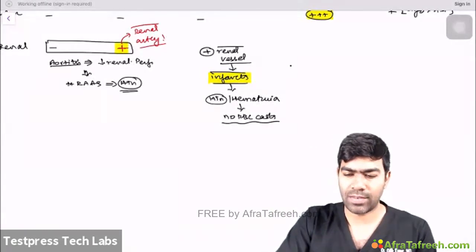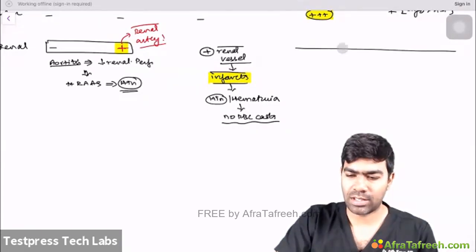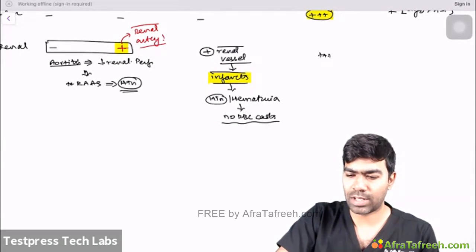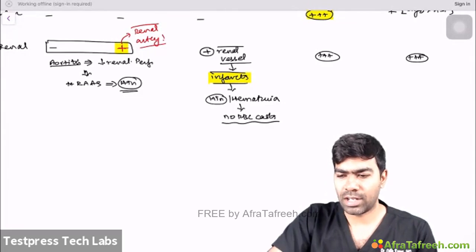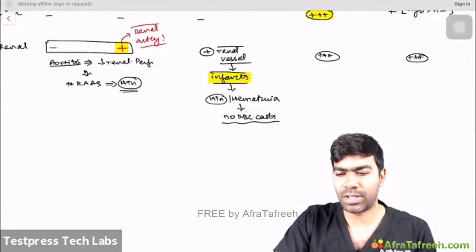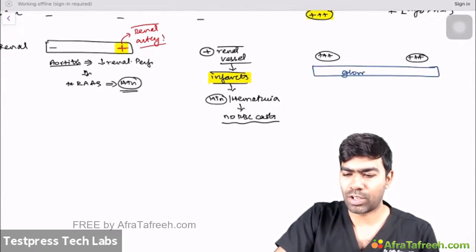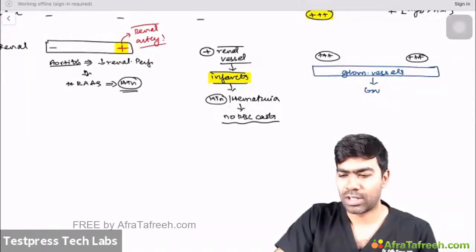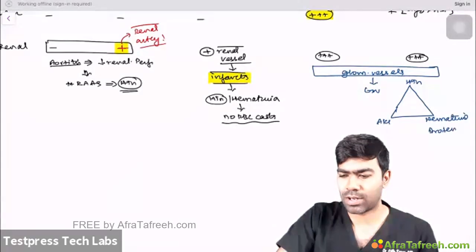As far as ANCA-related vasculitis and immune complex vasculitis are concerned, they affect the kidney. Kidney involvement is extremely common in both. Because they are small vessel vasculitis, they involve the glomerular vessels, and they produce glomerulonephritis. What is the characteristic picture of glomerulonephritis? They will have hypertension, acute kidney injury, hematuria and proteinuria.